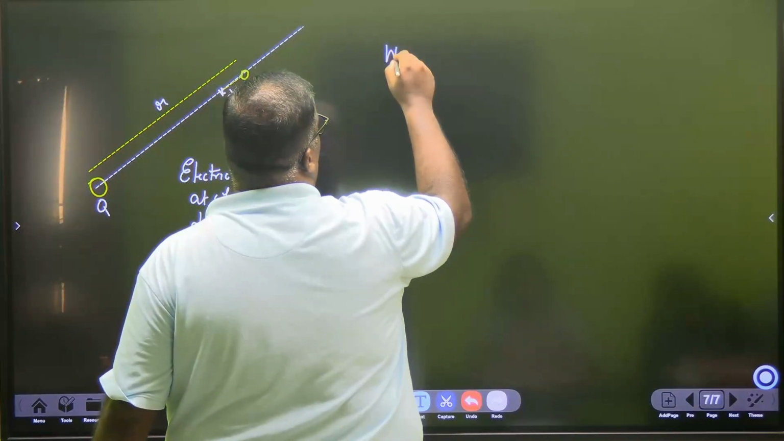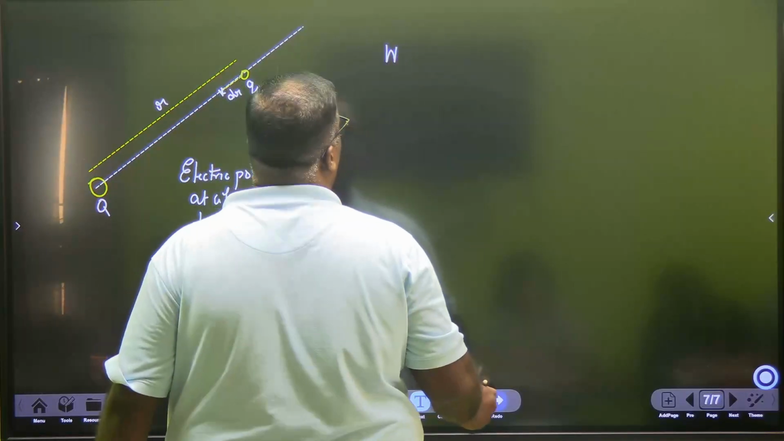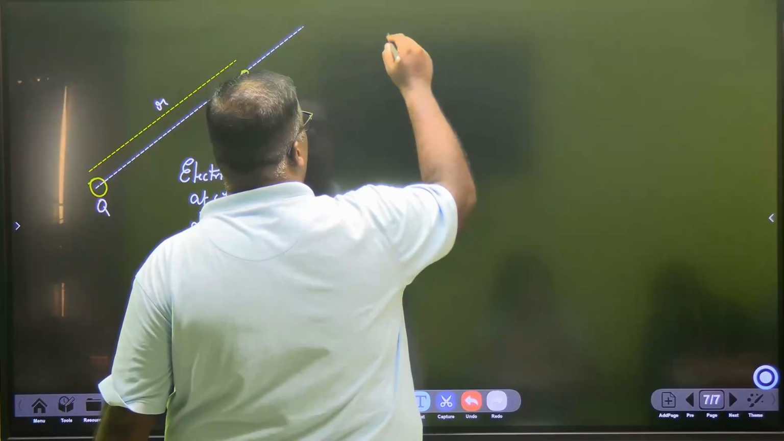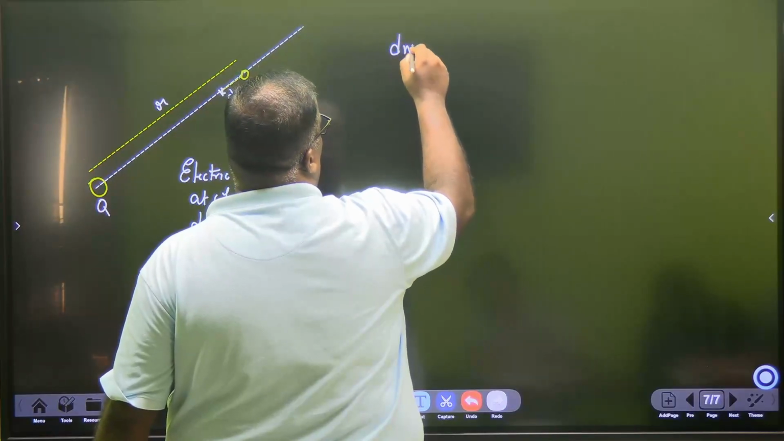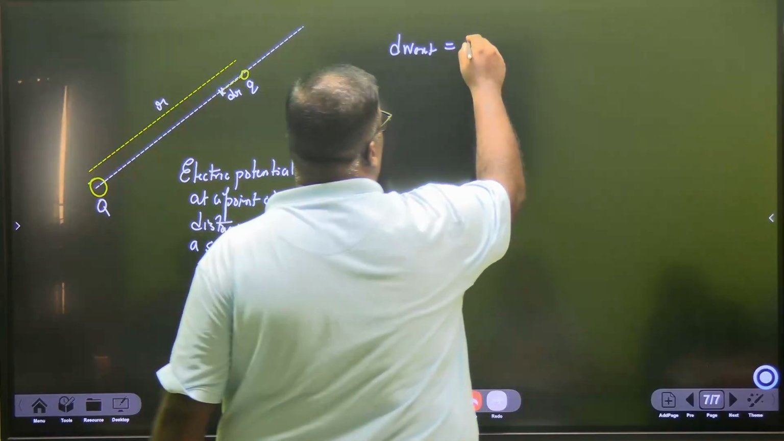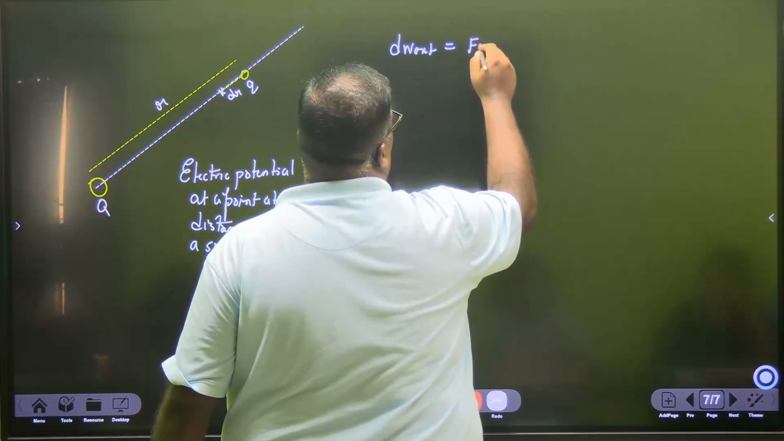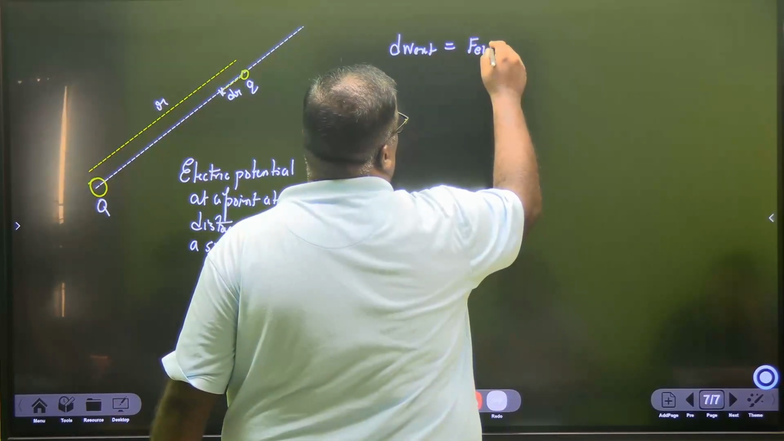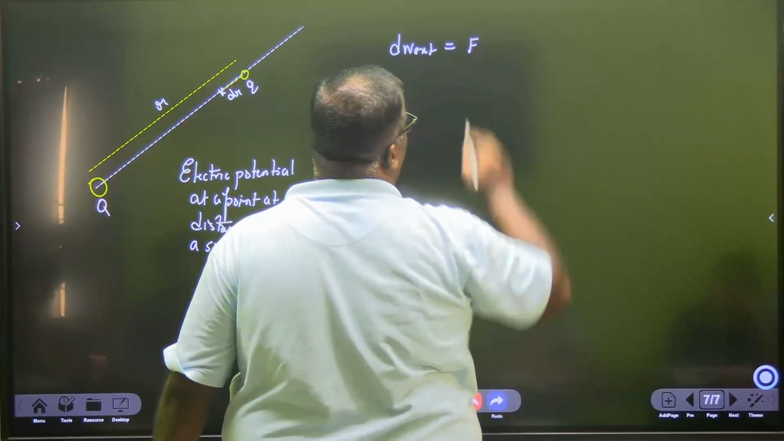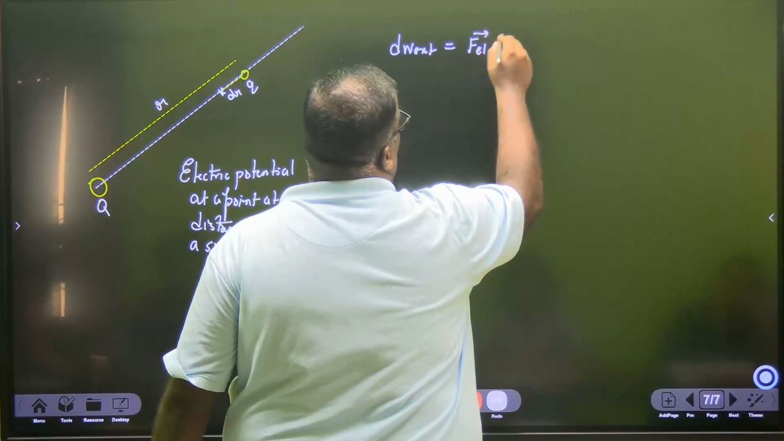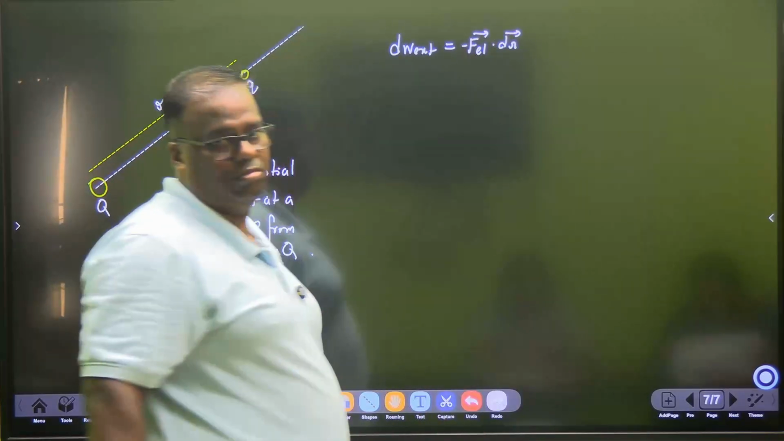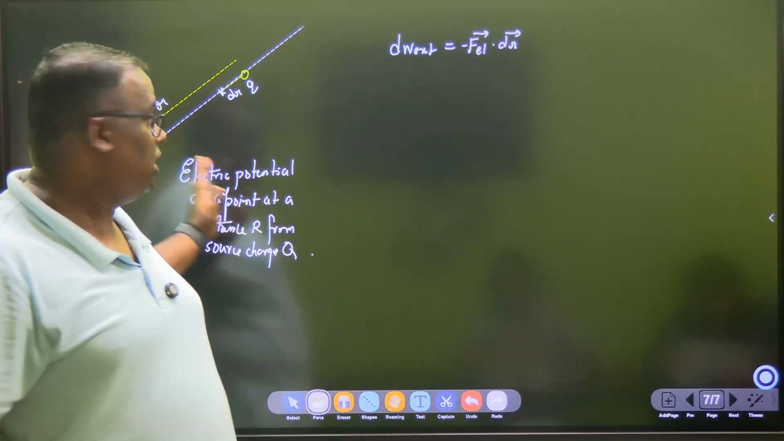What is the external work done? Let us see the external work done by the source charge Q. So the small external work done will be equal to the electric force multiplied by dr. But when you are taking the electric force, the work becomes negative, right? Because the electric force is on this side.